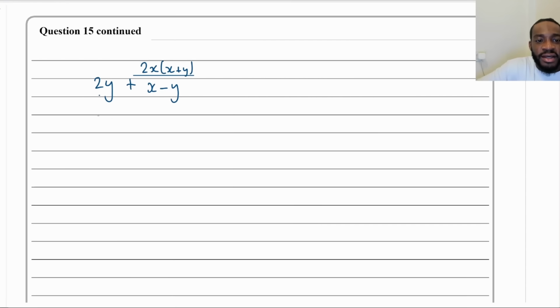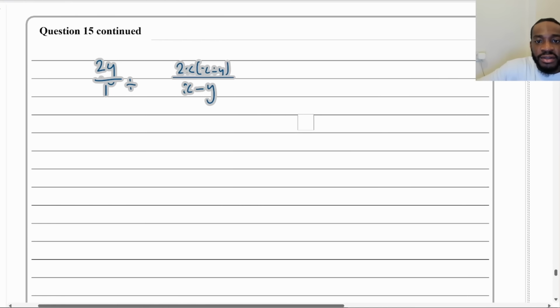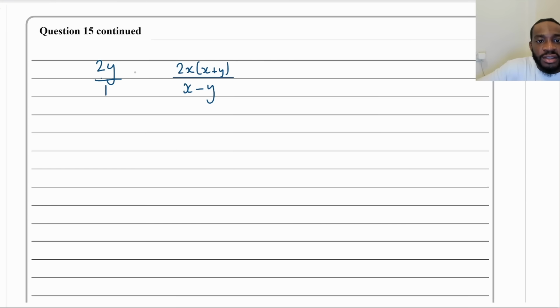So what I can do from here is say if I put this over 1 like that, let me move this here. This fraction needs to go there. This plus, that plus, I can't grab it. Let me just write this out. This plus would be like that, okay? So we're adding these two. So therefore, this would just become 2y times x minus y over x minus y plus, and then 2x, x plus y over x minus y.